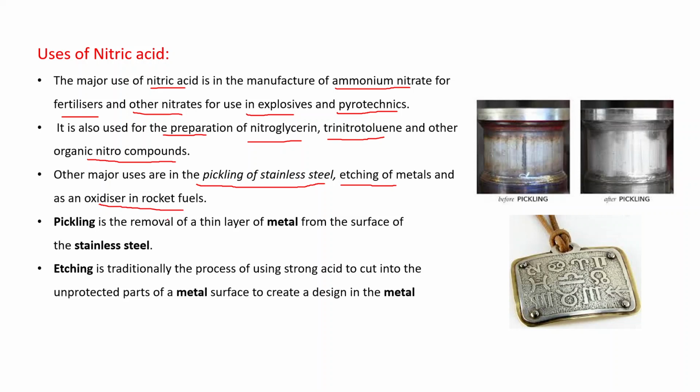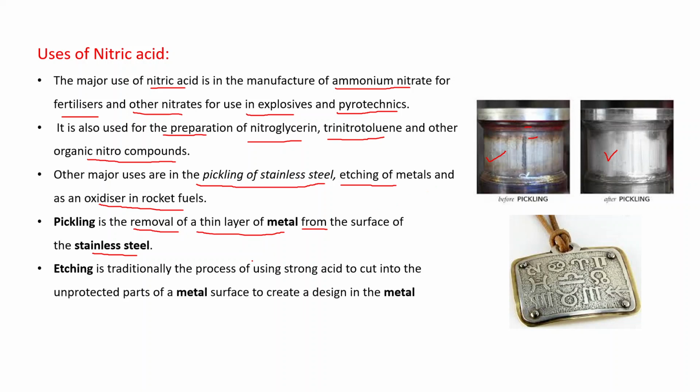Now, what is the meaning of pickling? Pickling is the removal of a thin layer of metal from the surface of stainless steel. You can see from this diagram. This is a container of stainless steel. This is before pickling and this is after pickling. Whatever metal is there, this is removed when it is treated with nitric acid.